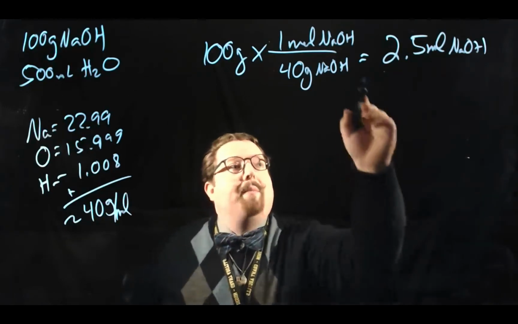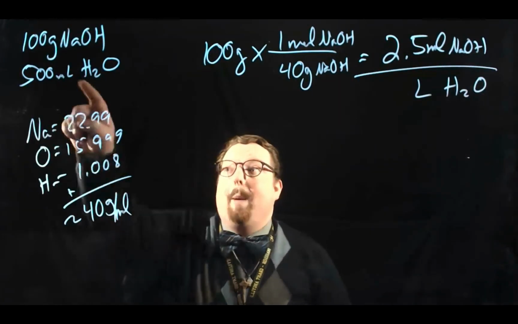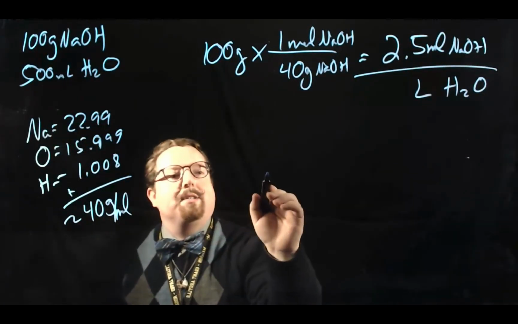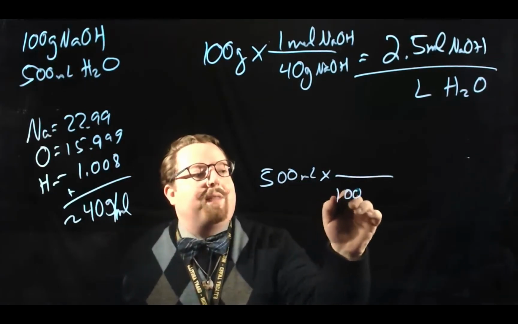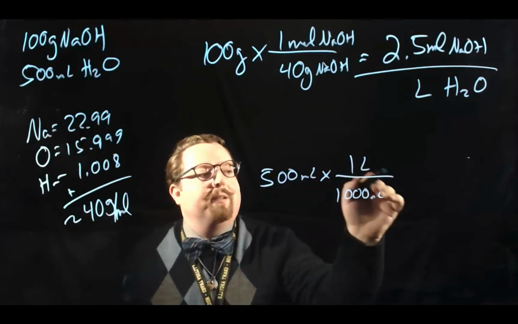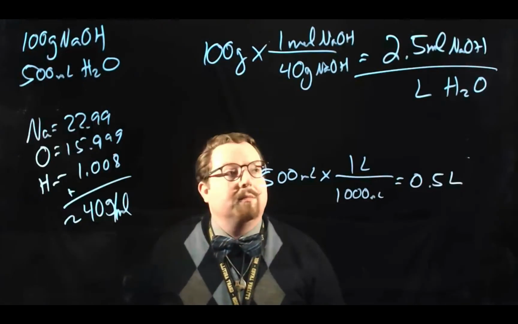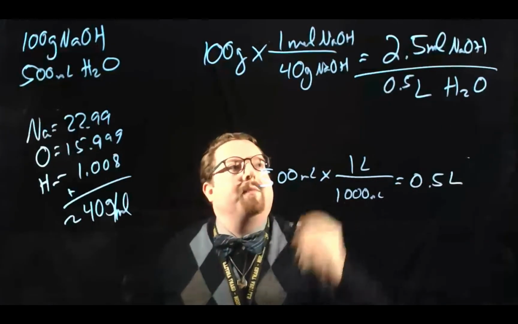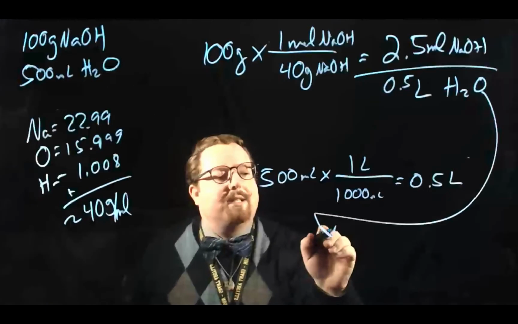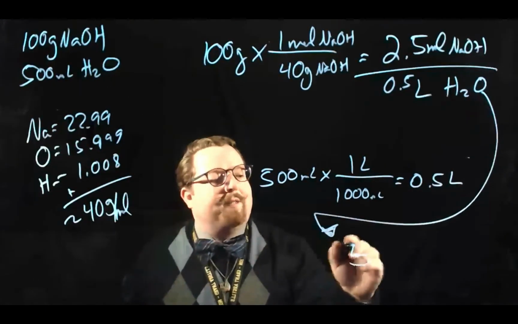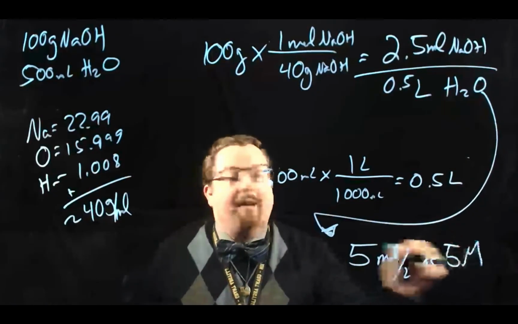Then we have to divide by liters of our solvent. We don't know liters though, we know milliliters, so we have to convert that first. 500 milliliters, there's 1,000 milliliters in every 1 liter. So we have 0.5 liters of water. So that'll go here. And if we take 2.5 divided by 0.5, that tells us that our concentration is 5 moles per liter, or 5 molarity.